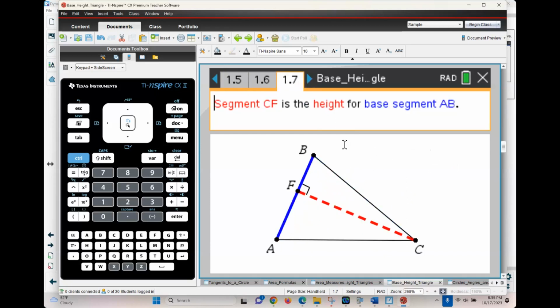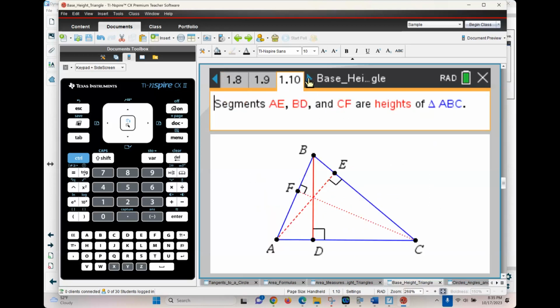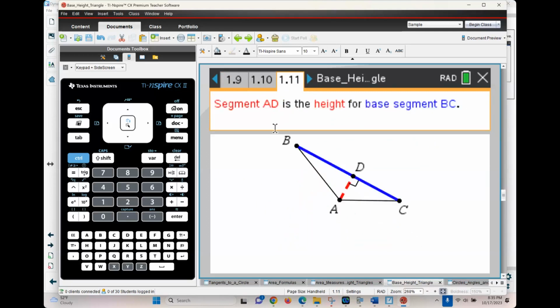And then, of course, I got a third altitude with the third base, same area, even though these are different measurements, okay? I want them to realize that. So they get that okay, usually. The hard part comes, oh, here's where they are heights into the different bases. And again, they're concurrent here. But segment AD is the height for this segment BC. That's okay. They're usually okay with that.